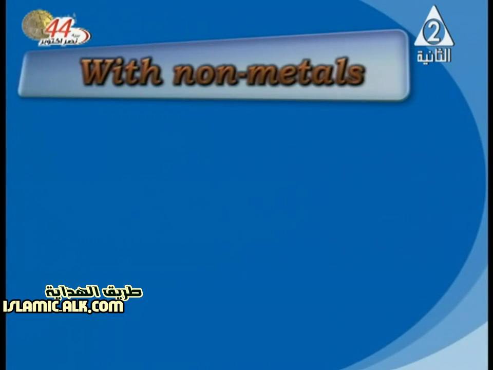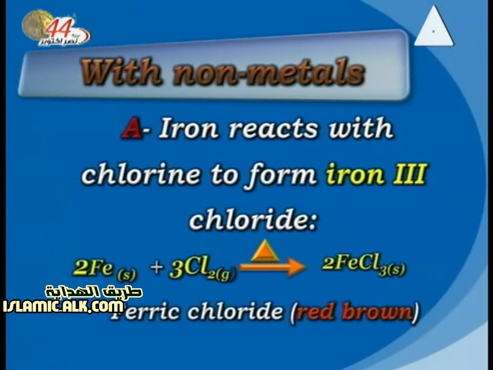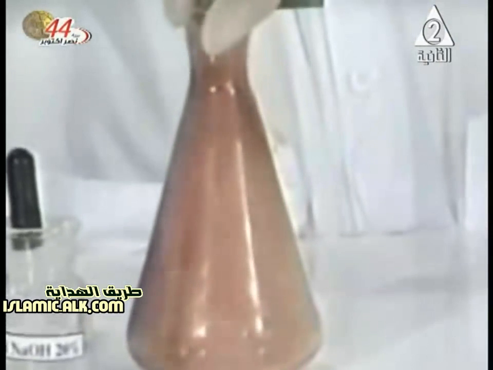The reaction of iron with non-metals. Iron reacts with chlorine to form iron 3 chloride, or we call it ferric chloride. As shown on the screen, the equation proceeds: iron plus chlorine by heating gives iron 3 chloride, which has red-brown color, as the following animation shows. Here iron is heated in the presence of chlorine gas, and we form iron 3 chloride, shown on the screen, that has brown color.